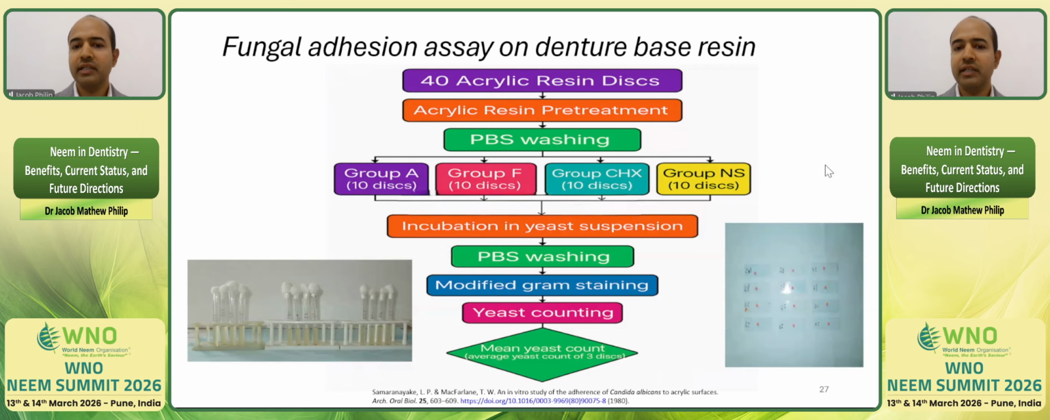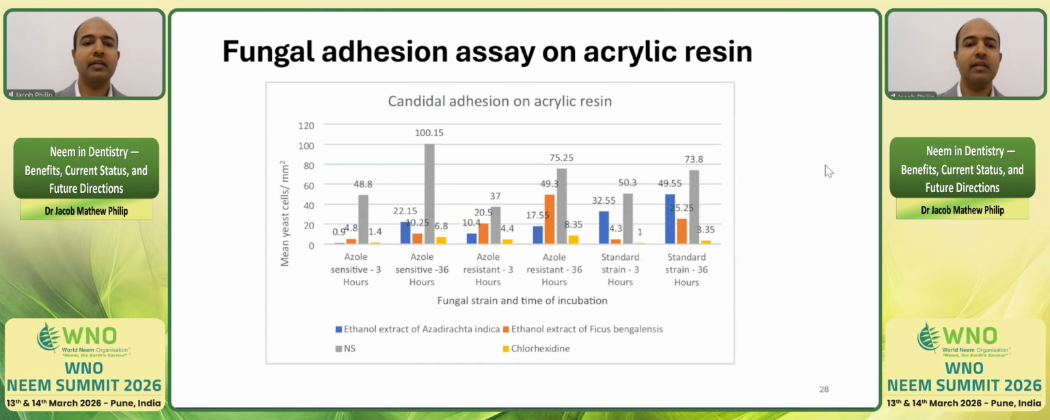So for this, we took the discs and we incubated them. We pre-treated them with this plant extract, the gold standard, which is the chlorhexidine antiseptic, and normal saline. And after washing, we incubated them in the yeast cell suspension, and then we washed them and did staining and yeast counting. And the results were again surprising. If you look at this diagram, the blue bar is the mean yeast cells adhering onto the denture base which were pre-treated with the neem leaf extract. And when compared to the gray bar, which was the disc treated with the normal saline, we see a good reduction in the adhesion of the fungus on the denture base material.